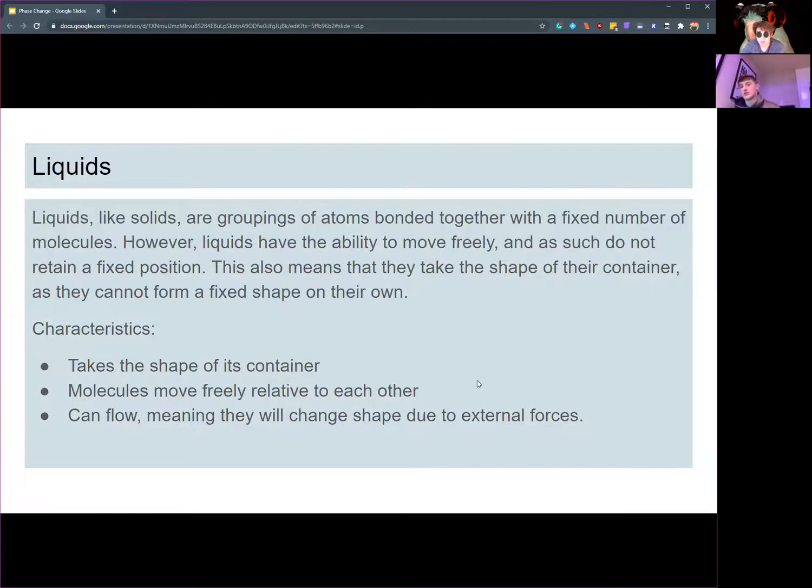For example, if you were to tip a bottle of water, the water would shift in position with the glass.